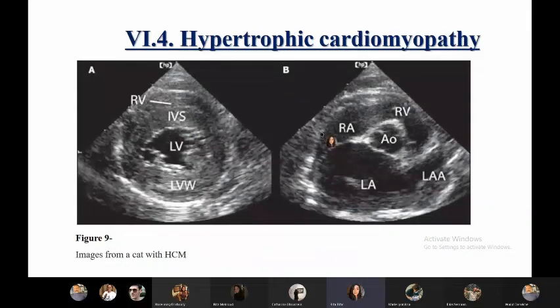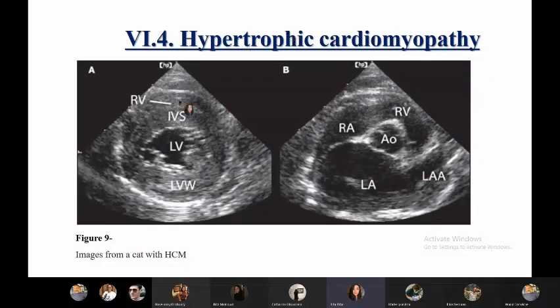Hypertrophic cardiomyopathy. This disease is very common in cats. It is mainly characterized by the thickening of the walls of the ventricle, of the left ventricle most of the time. This thickening also leads to the narrowing of the lumen of the ventricles. And since the lumen of the ventricle is narrowed, it cannot hold enough blood. So the remaining blood will remain in the left atrium, causing the left atrium to become dilated.